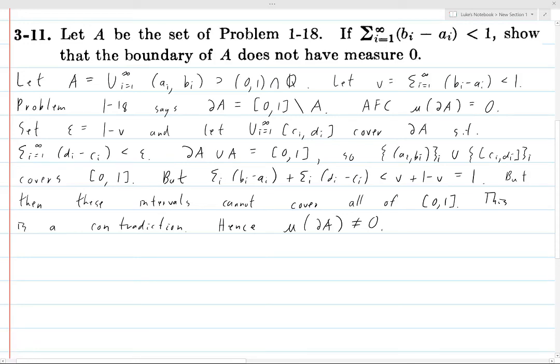All right. Yeah, that's about all there is to this problem. And yeah, I don't really have much else to say, so we're done with this exercise.